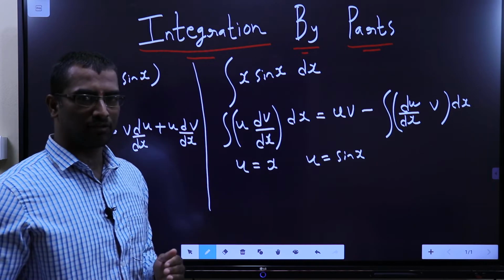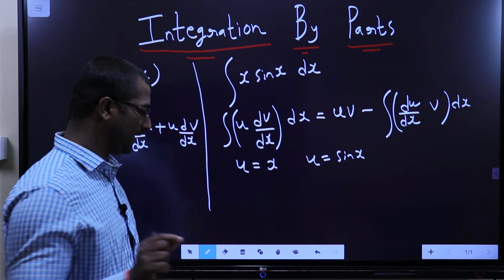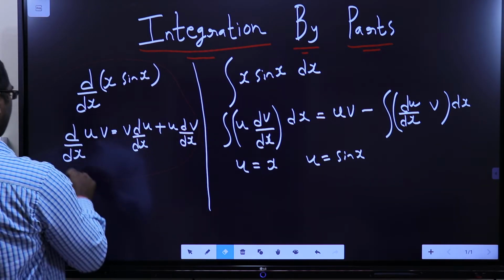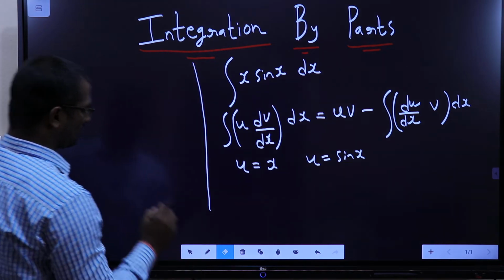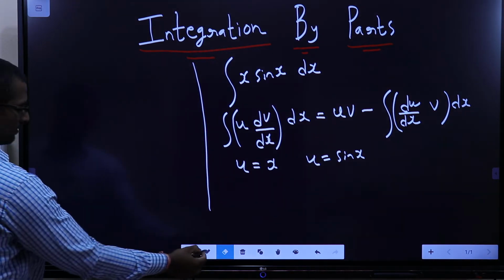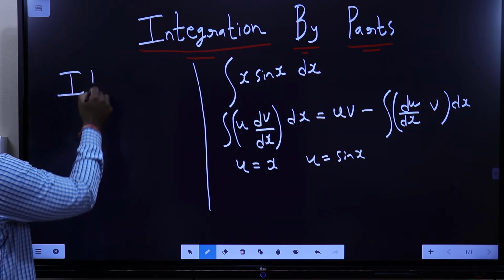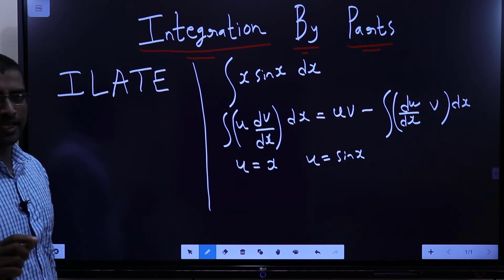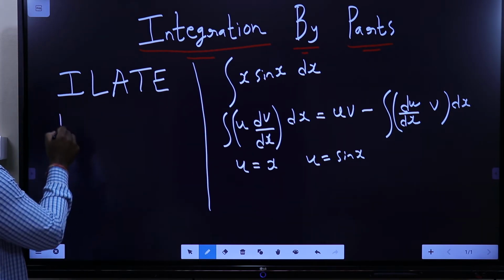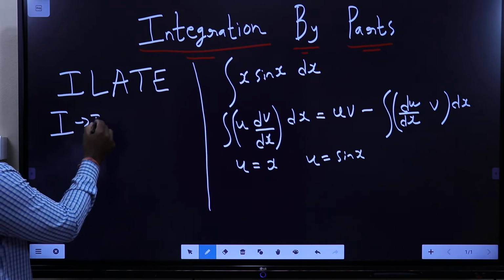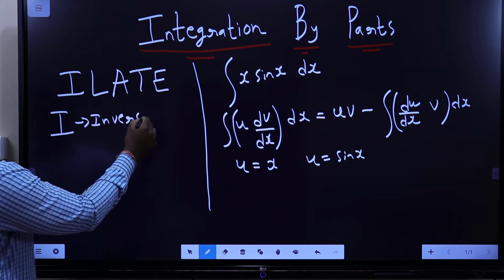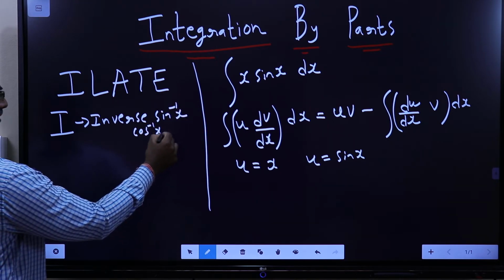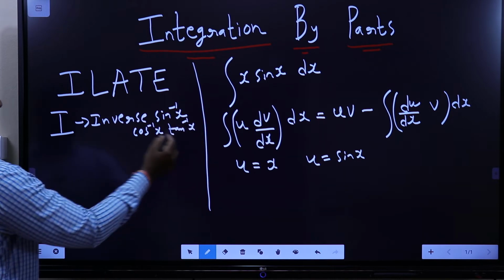To overcome that confusion, we have a word called ILATE, and its importance you will be seeing here. To select u, I will be using the word ILATE. You need to understand what each letter means first. I is for inverse, like sine inverse x, cos inverse or tan inverse.